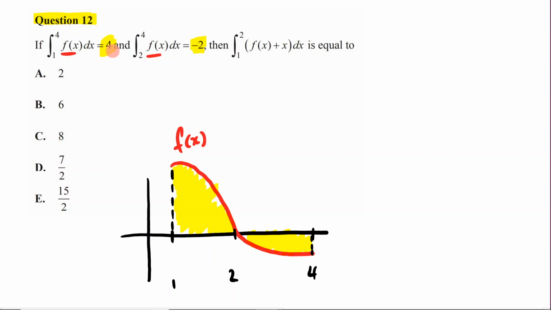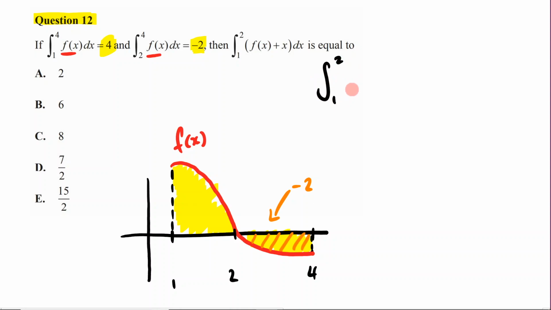That's what we know. And what we also know is that this negative 2 is going to represent this right here, because the definite integral of f of x from 4 to 2 is negative 2. Negative 2 makes sense because we're below the x-axis. So this right here is going to be negative 2. Okay, with that information now, what we're now going to do is look at this. And the first thing I want to do is just break this up.